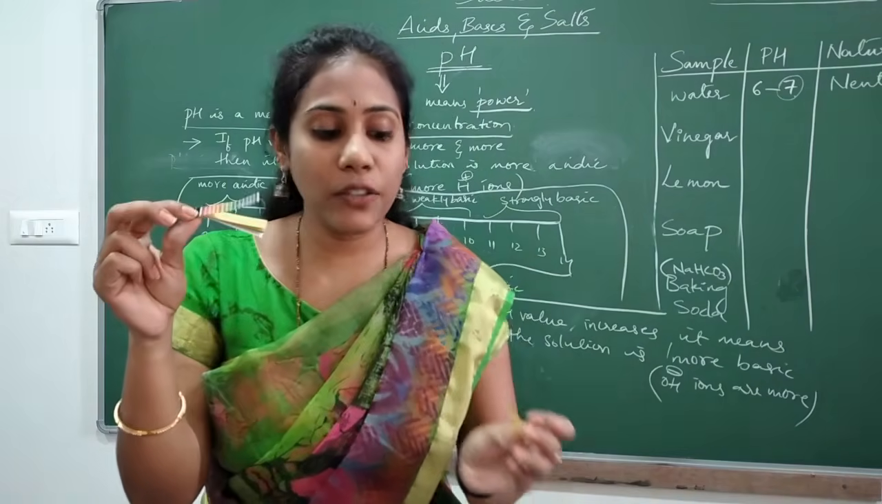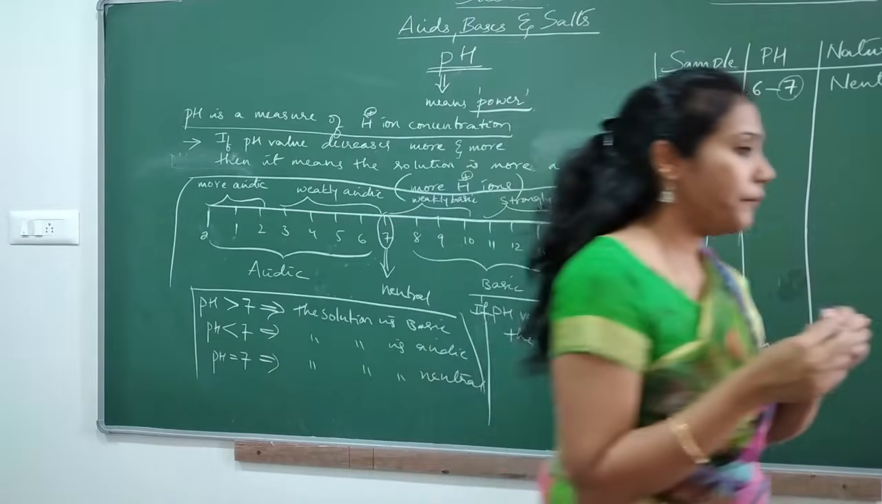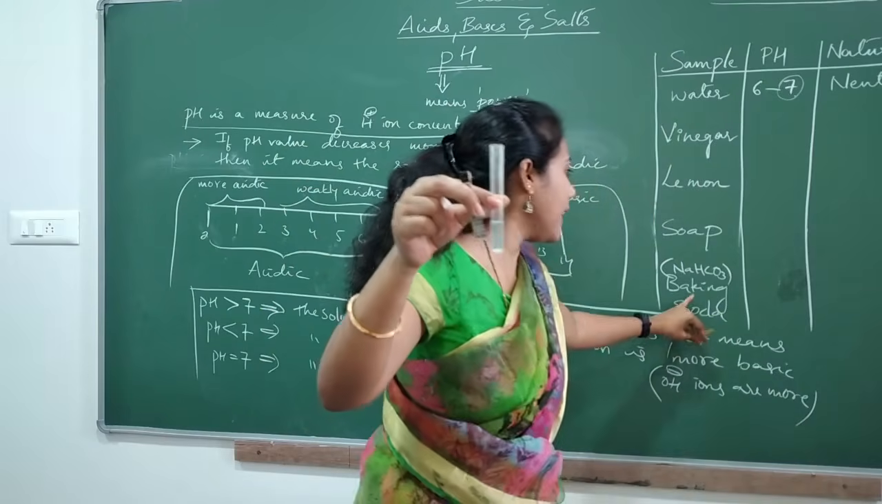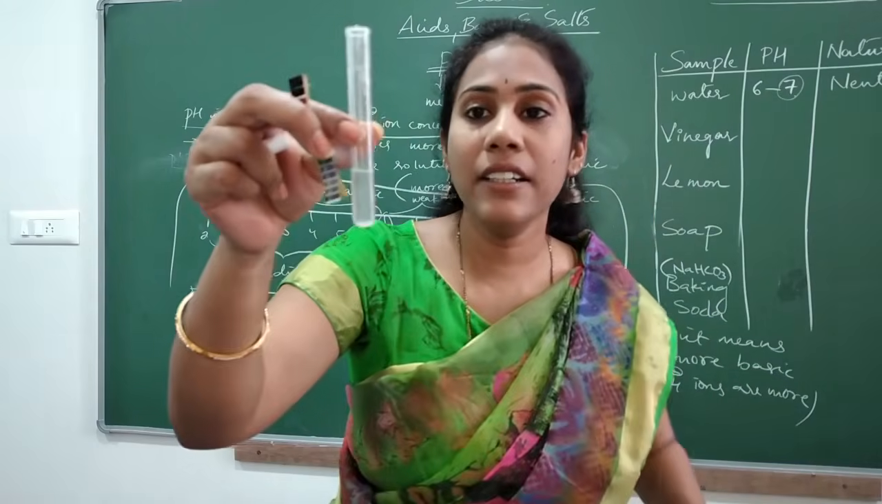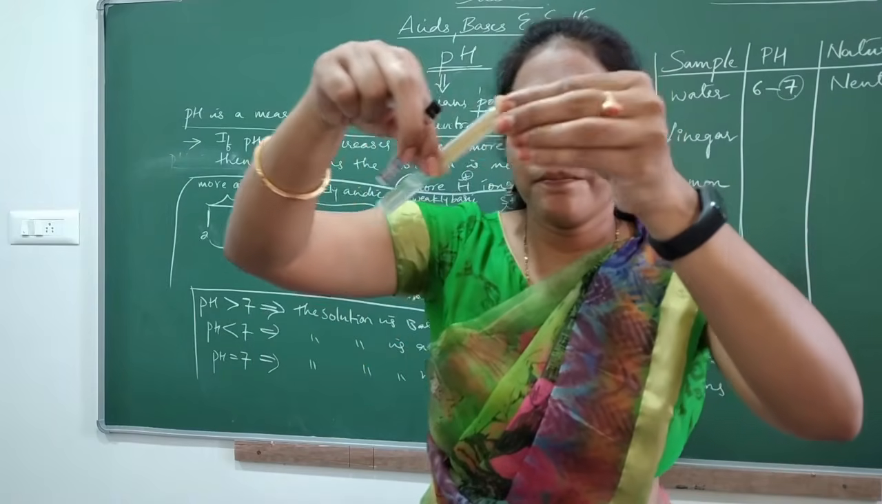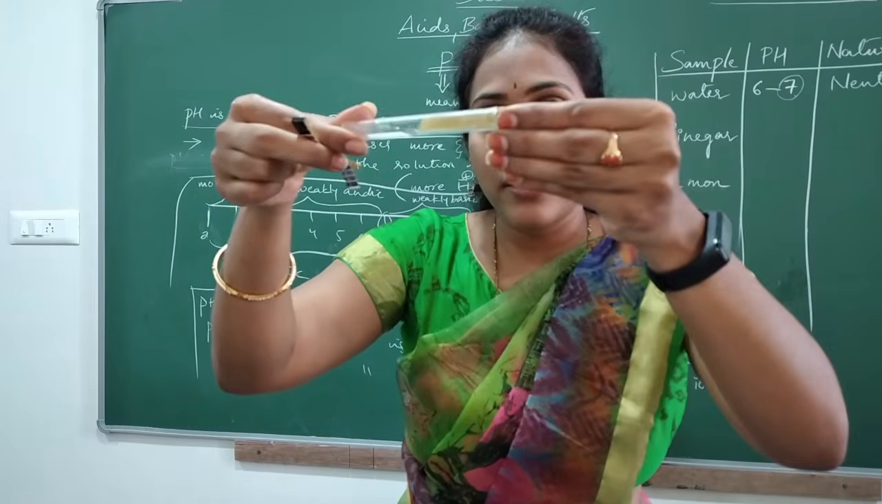So now we checked with water. Now I will take another solution. This is actually baking powder, that is, sodium bicarbonate solution I have taken. Okay, and I will dip my pH paper. Let us see what color it changes to.